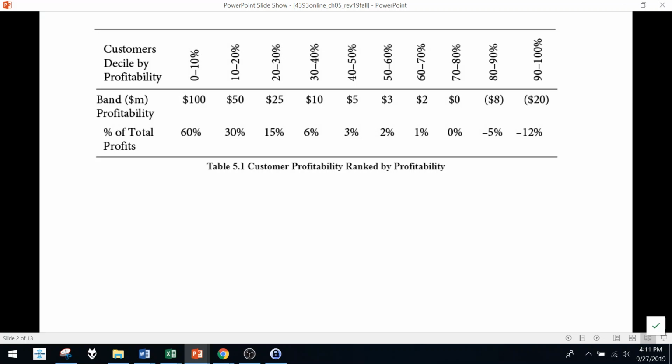So in the 0 to 10% band, you've got $100 million of profit. In the next band, you've got $50 million in profit, and on and on and on. You can see once you get into the 80% and above, you're actually losing money on those consumers, okay? So you can put people into buckets like this and determine what to do with them, okay? Those that are causing you to lose money, you can think about getting rid of them, but there also may be reasons to keep them as well, okay? So you may be able to convert unprofitable customers into profitable customers.